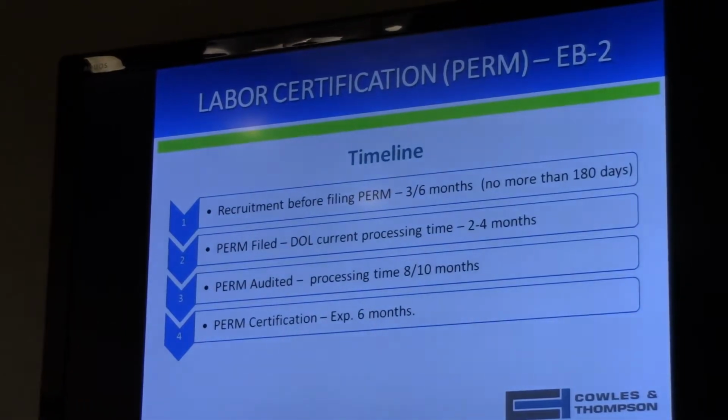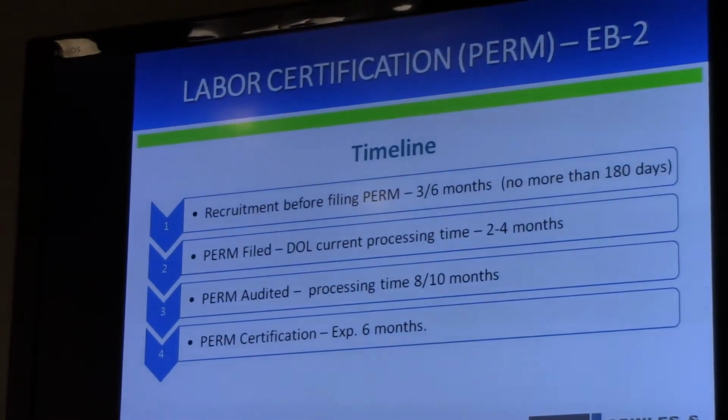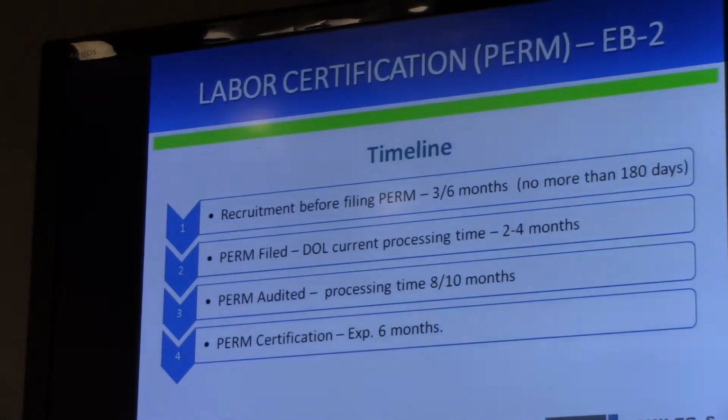And I double checked the processing times for perm audited. It was closer to 7 months. Now we're about 8 to 10 months, and that's just where we are. Processing times have slowed down a little bit. But once you do get that perm certification, you have to run on a clock. It expires in 6 months. So we always tell employers and employees, once we get that certification, we need to hit the ground running because that 6 months will expire before you know it.